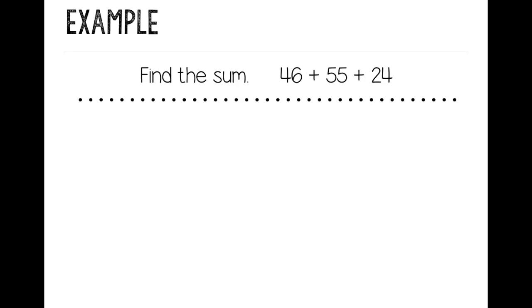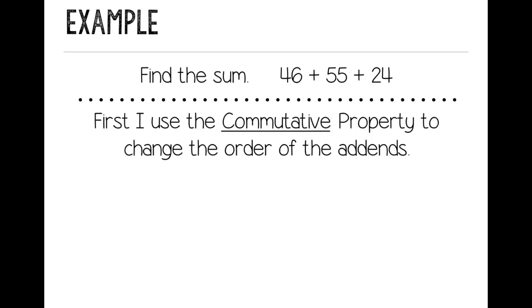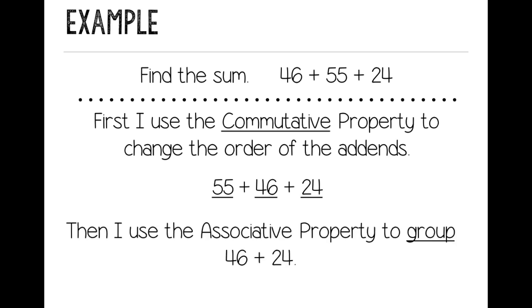For example, if we're trying to find the sum 46 plus 55 plus 24. First, I'm going to use the commutative property to change the order of the addends. So instead of 46 plus 55 plus 24, I'm going to flip-flop the 46 and 55, changing my order to 55 plus 46 plus 24. Then I'm going to use the associative property to group 46 plus 24. And I'm grouping them together because I saw in the ones place a 6 and a 4, and I know that that's a sum of 10.